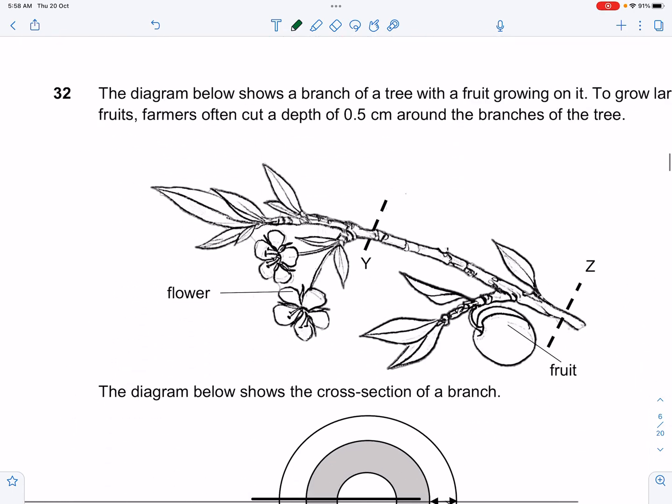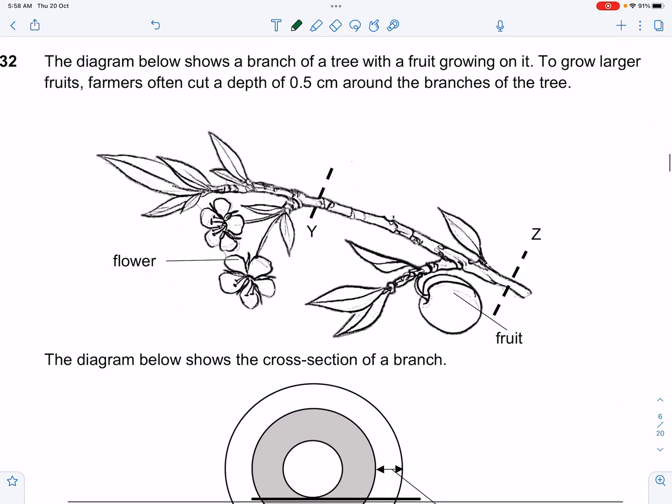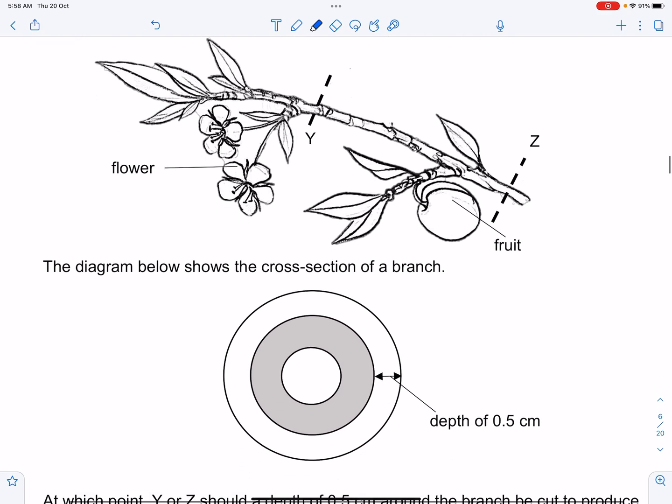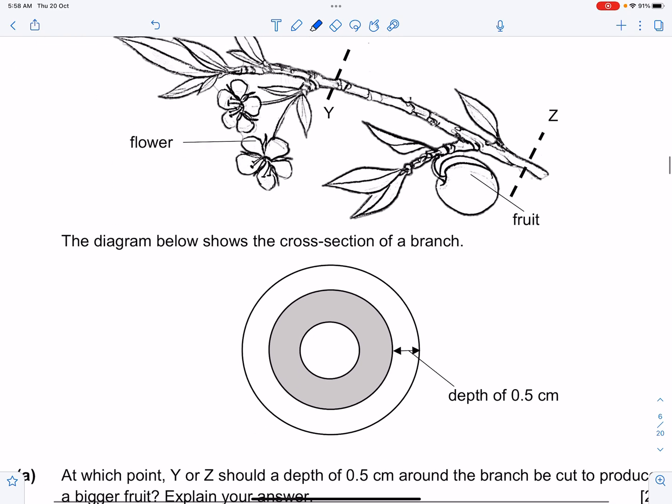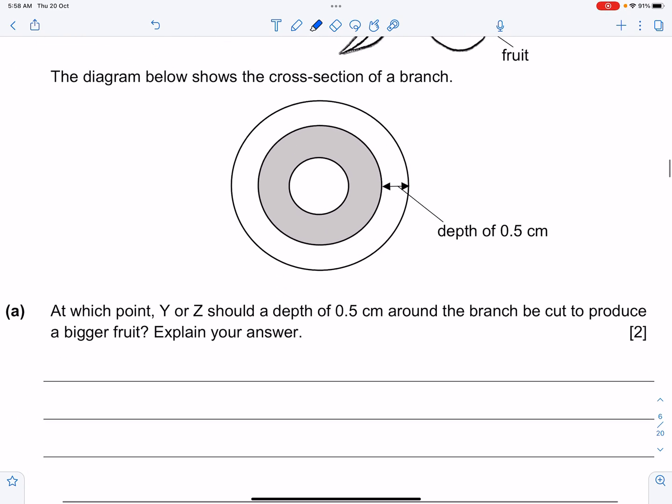Okay, moving on. The diagram below shows a branch of a tree with a fruit growing on it. To grow larger fruits, farmers often cut a depth of 0.5 cm around the branches of the tree. The diagram below shows the cross-section of the branch. At which point, Y or Z, should a depth of 0.5 cm around the branch be cut to produce a bigger fruit? Explain your answer.